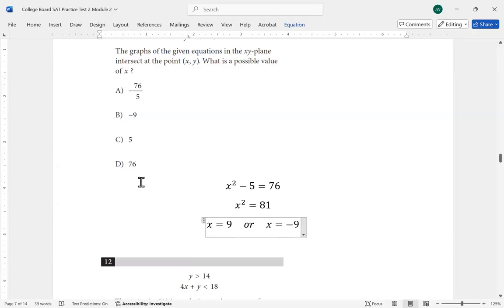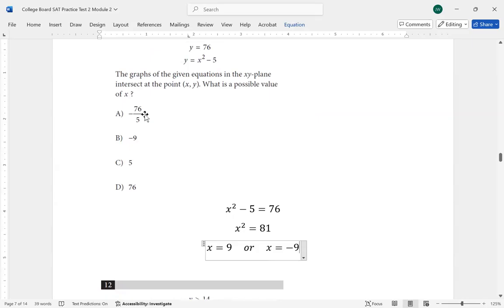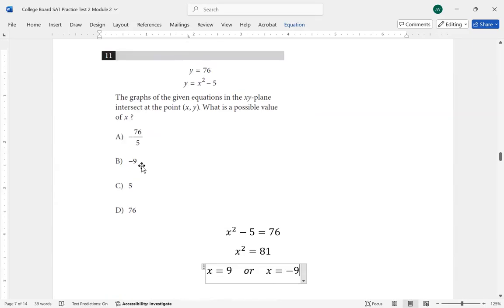Now, we want to find a possible value of x. A possible value is negative 9, or b. The 9 is not up here, so we just have to use the negative 9. So b is one possible value. And the other possible value that they don't have is positive 9. So negative 9, b, is the answer to problem number 11.